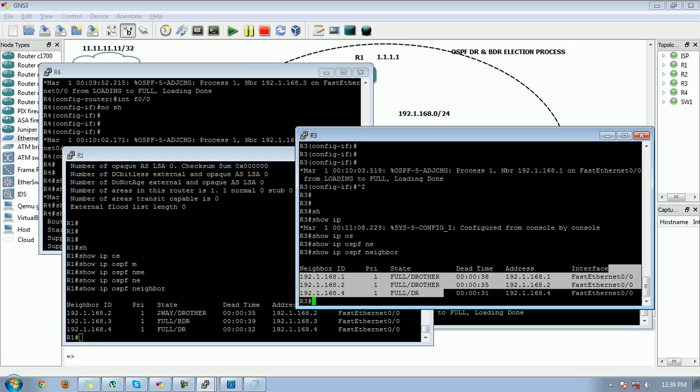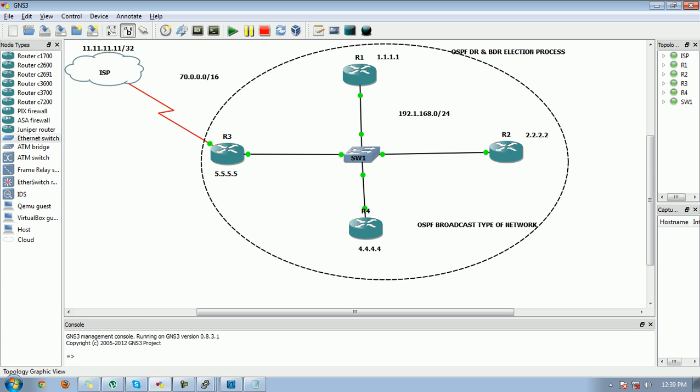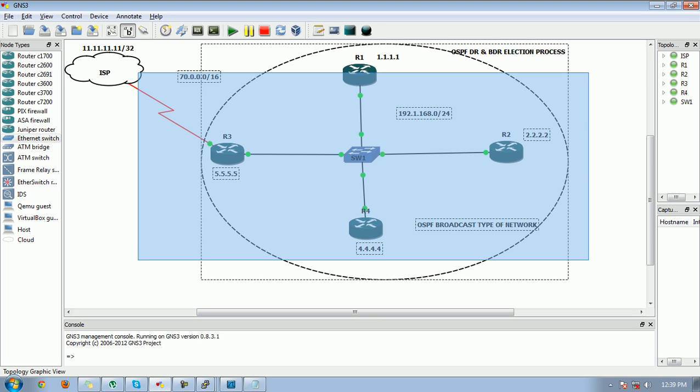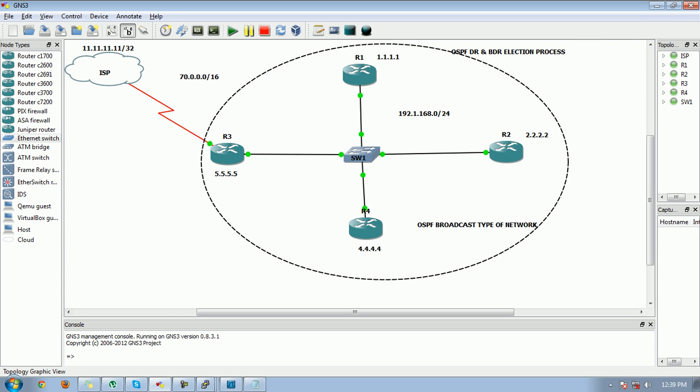Any doubt? Clear? Okay. What I'll do now, you know that the election has finished and they selected the best device as a DR and BDR. What if I want to make this device as DR and this device as BDR, R2? What I can do? You have different options. One is you can change the priority or use router ID. So first we'll play with router ID.